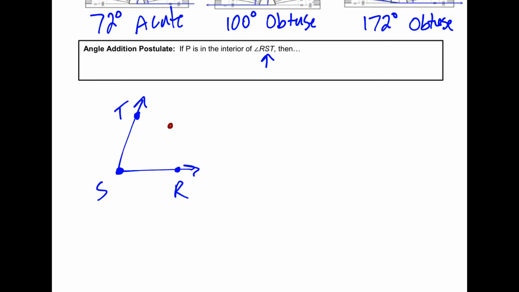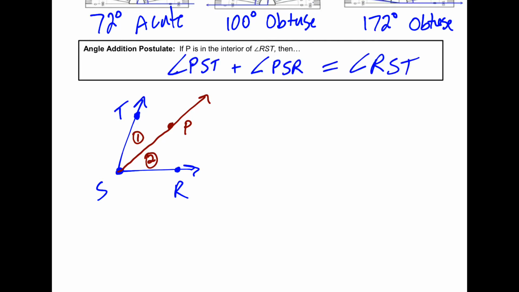Since P is somewhere here in the interior, if I was to draw out a ray, we're pretty much saying that this angle here added to that second angle is equal to the whole, just like we did with line segments. I might write out this postulate as angle PST plus angle PSR is equal to angle RST.